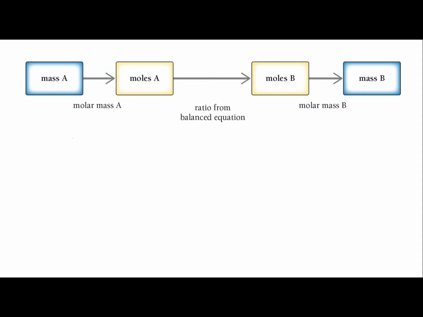Okay, so let's talk a little bit more about when you don't have enough oxygen when you're burning octane. So the balanced equation for the combustion of octane, C8H18, 25 O2s, 16 CO2s, 18 H2Os. This shows 2 moles of octane require 25 moles of oxygen.